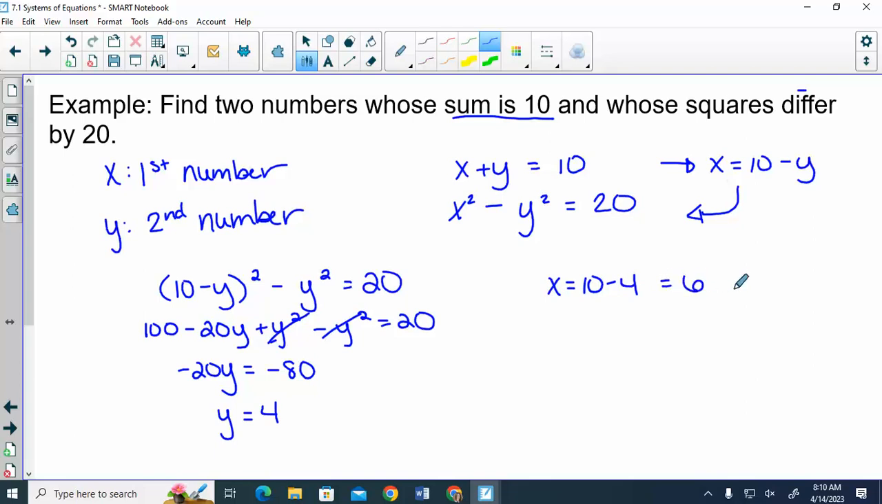So what I want you to do, instead of giving an ordered pair, since it was a word problem, I'd like you to write a sentence to answer. So my sentence, I just said find two numbers, so the numbers are 6 and 4. 6 plus 4 equals 10. 6 squared minus 4 squared equals 20.